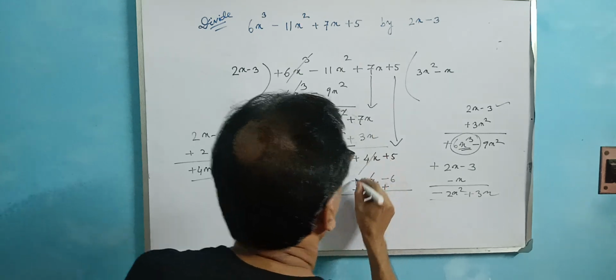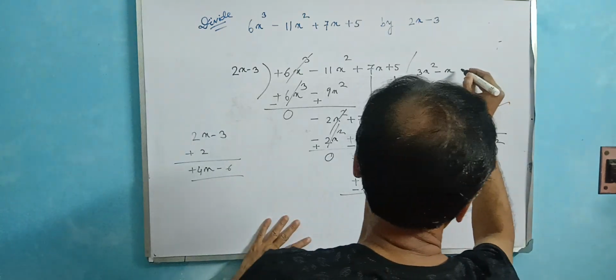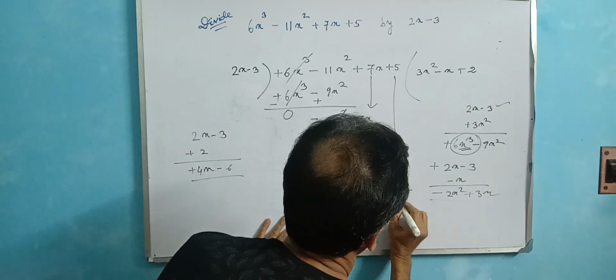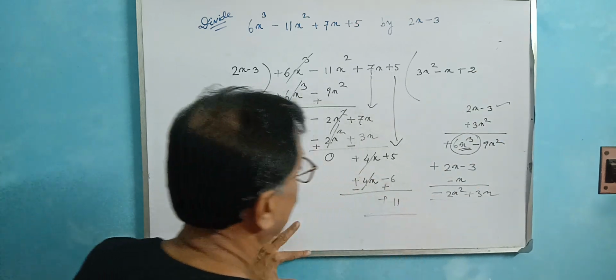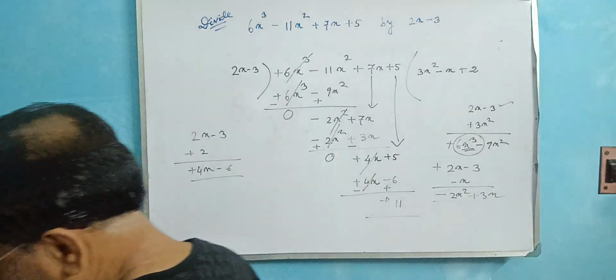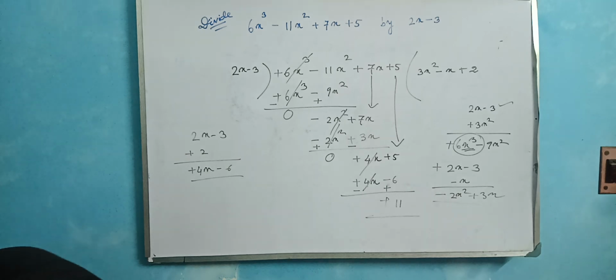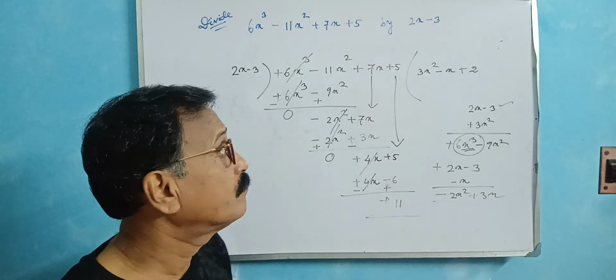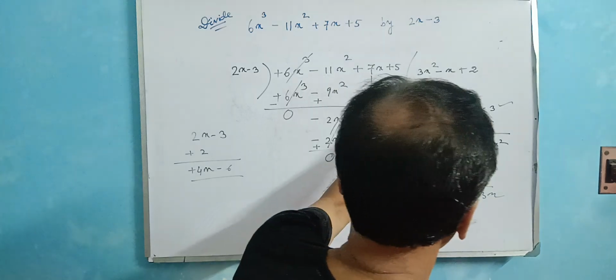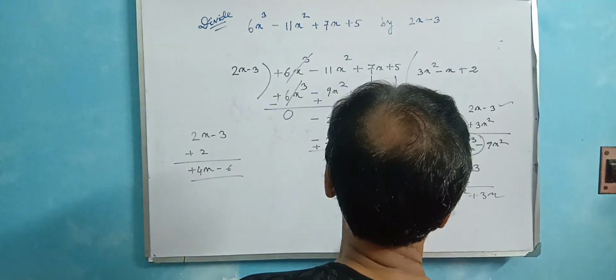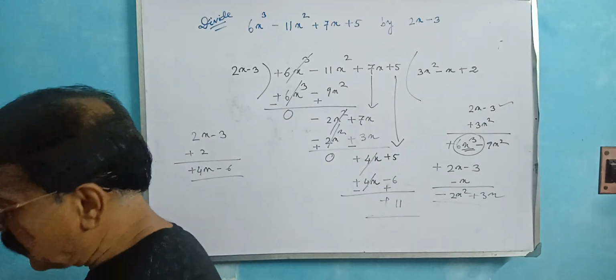So this is cut. What is this? Plus 2. And this same sign 11, plus 11. Okay. So what is the ultimate answer? Ultimate answer is the quotient is 3x square minus x plus 2, and the remainder is this. Okay. So this is very important.